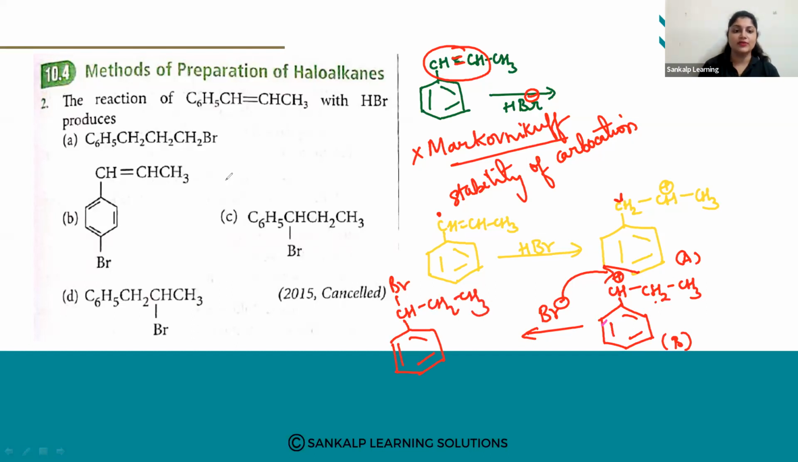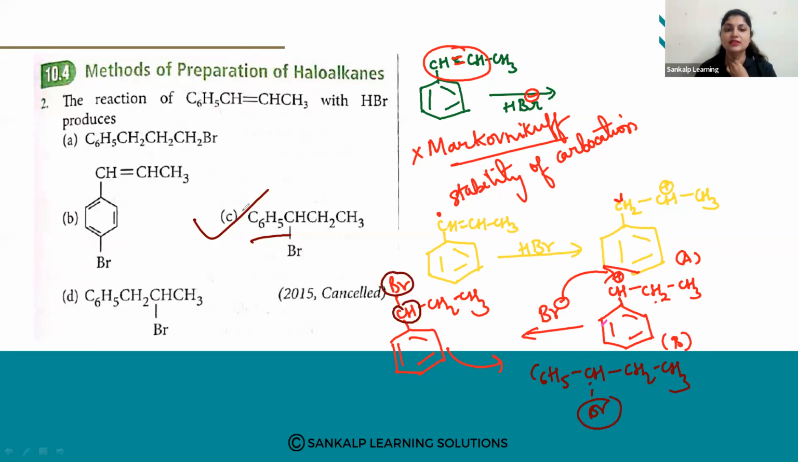So can you tell me which is the answer? If I write the condensed form of this, it will be C6H5, right? CH, Br, then CH2, CH3. Which is the option? Yes, option number C, right? Option C is the correct answer. The benzene ring is nothing but C6H5, which is connected to CH, then this is connected to Br, then CH2, CH3. So option C is the right answer.